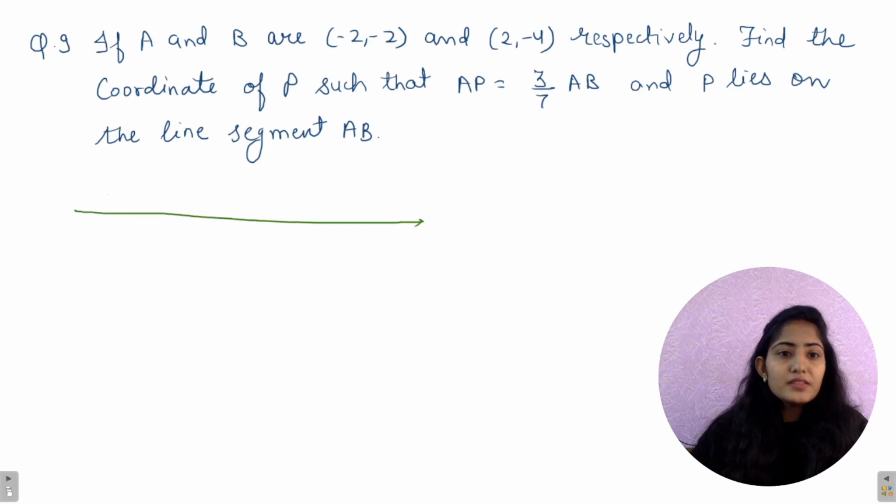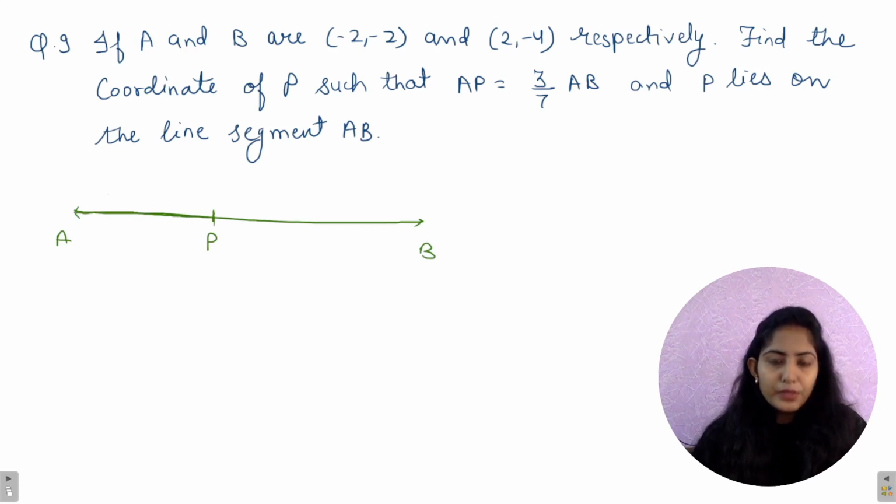Okay, this is A and this is B, and here is some point P, and the ratio of AP upon AB is given. We have to find the coordinate of x comma y, right? And here it is -2 and it is 2, -4, right?